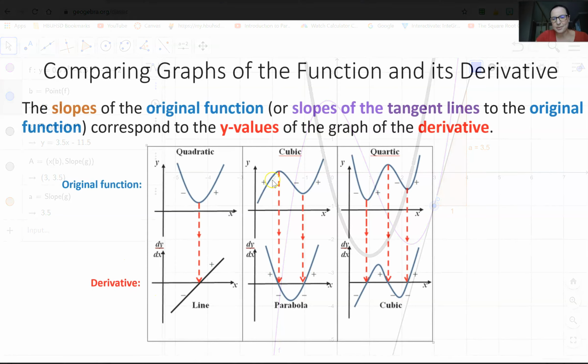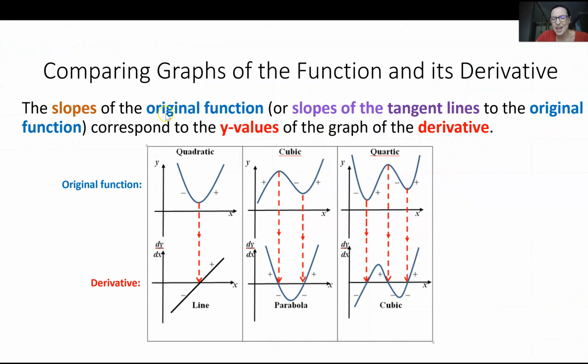So to recap, the slopes of the original function, or the slopes of the tangent lines to the original function, by the way, that's the same thing. Slopes of the tangent lines to the original function is basically just slopes of the original function. All those different little slopes of all those different little tangent lines all along the curve correspond to the y values of the derivative. Okay, so graphically, what does that mean?